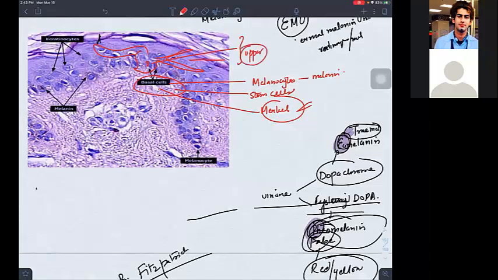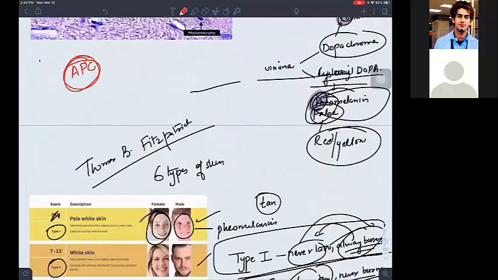What are Langerhans cells actually? Your Langerhans cells are antigen presenting cells. What will it do? It will catch the bacteria and tell the lymphocyte, this is the person who has come from outside. Okay, how will you understand?